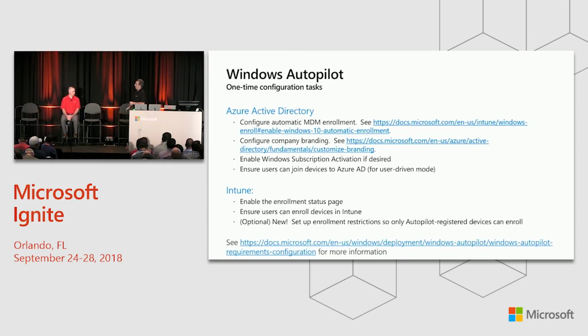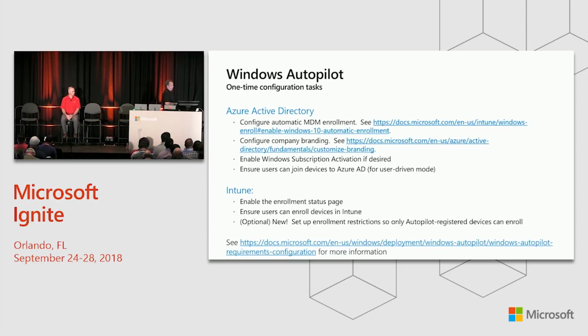On the Intune side, there are a few things that you need to do at least once. You need to enable the enrollment status page. It's pretty simple. We'll take a look at that in a minute. You need to make sure that those same users can enroll devices in Intune. That one has some interesting tweaks that have been introduced by Intune recently.